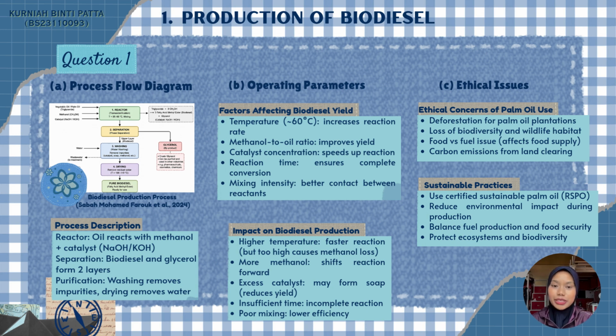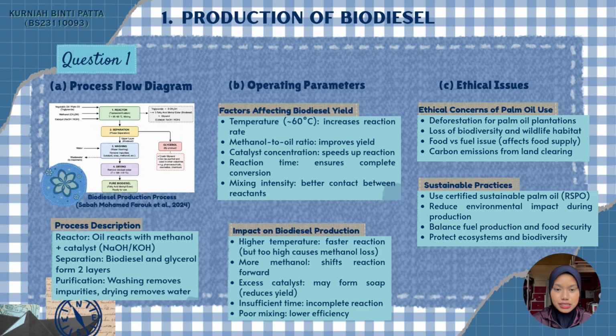For question 1b, there are a few factors that affect the biodiesel yield. First is the temperature, which is around 60 degrees, and it helps the reaction happen faster. Then a higher methanol to oil ratio can increase the yield. The catalyst helps to speed up the reaction, and enough reaction time is needed to make sure everything reacts completely. Also, good mixing is important so the reactants can mix properly.